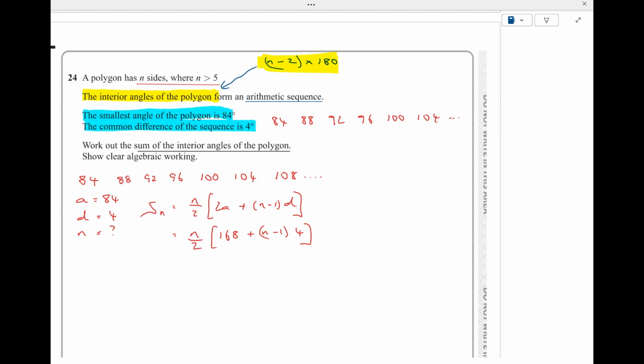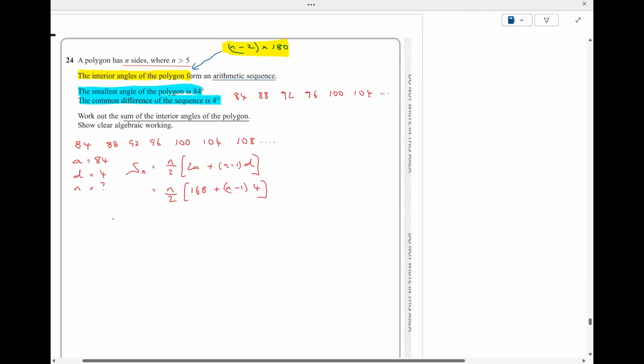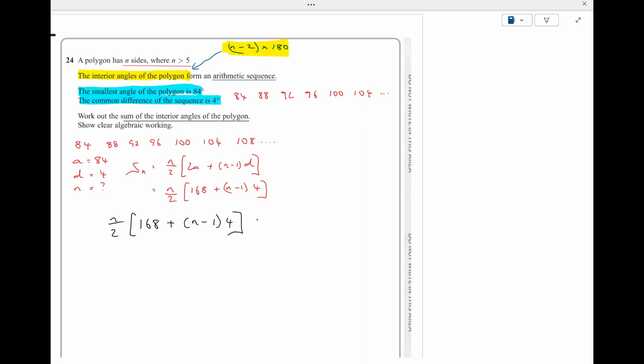That's the sum of all the angles in the polygon as well, isn't it? So I can write an equation, and my equation is that the total of all the angles in the polygon, i.e. the sum of all the terms of that arithmetic sequence, is equal to the total, the sum, of all the angles of the polygon. Look at that. There's an equation, and I can use that to find n.